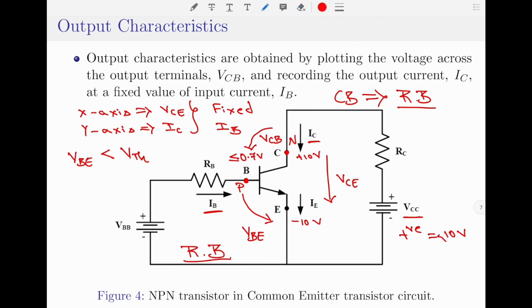Let us recall the equation that relates IC and IB, where IC equals beta IB. Now, since the base to emitter junction is reverse biased, base current being 0, the collector current will also be 0. Please note, this is only under idealistic scenario. In practical transistors, there will be a small leakage current flowing across the device even when both the junctions are reverse biased. The characteristic curve that we obtain under this condition is said to be the cutoff region of operation.